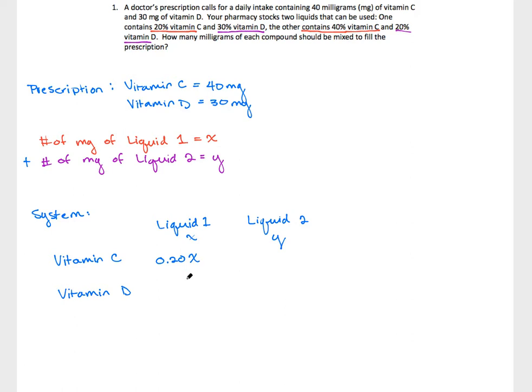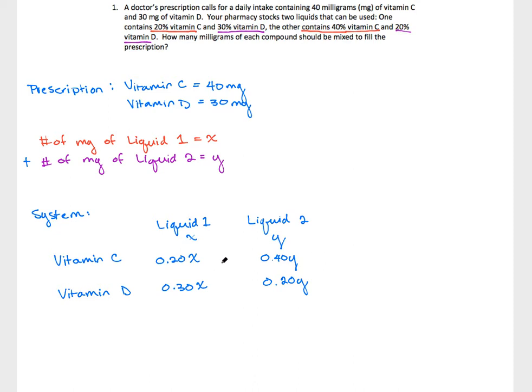But we also know that liquid 1 also contains some vitamin D in it. In fact, it contains 30% vitamin D. Again, I don't know how many milligrams of liquid 1, but however many milligrams of it is going to contain 30% of vitamin D. For liquid 2, it's got 40% of vitamin C, so I don't know how many milligrams of it I'm going to eventually need. Right now we don't know, but of course we're going to find out. But we know that it contains 40% vitamin C and 20% vitamin D.